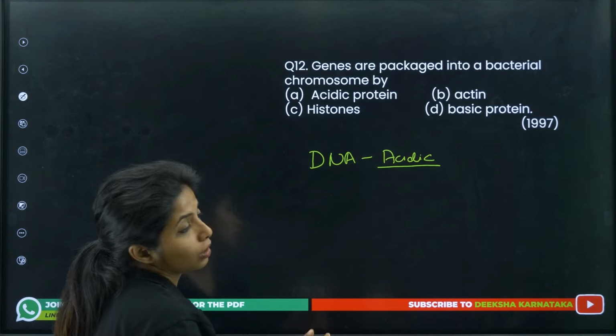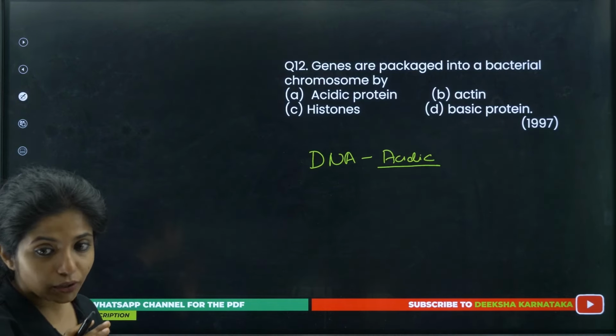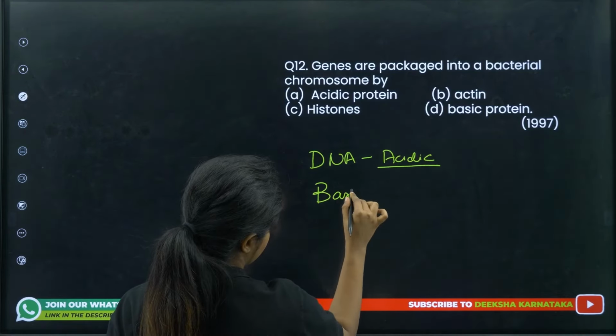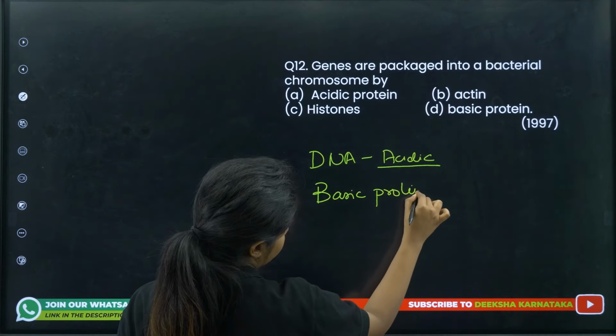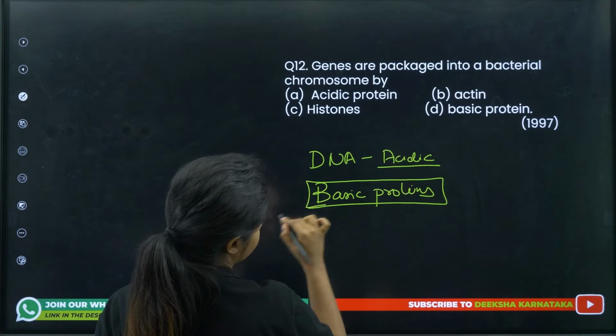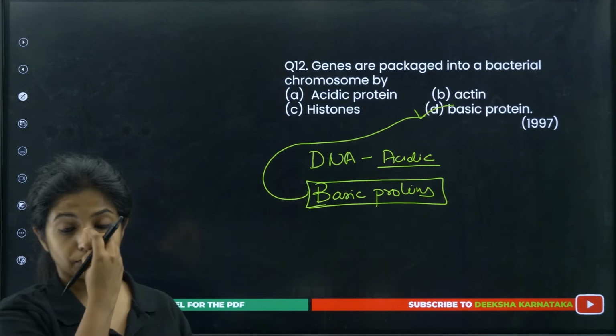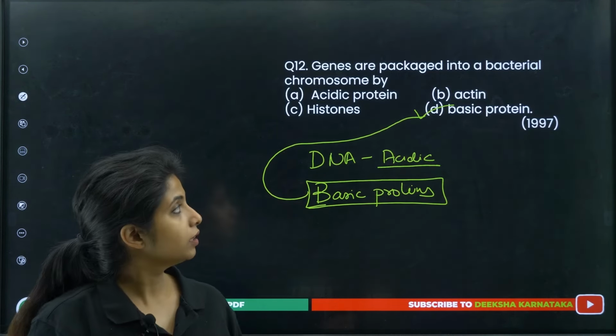Okay. So if you want to pack acidic things, you need basic proteins. Even histone is a basic protein. Okay, so please remember, this is the correct answer. 1997 question. Easy it is, no?